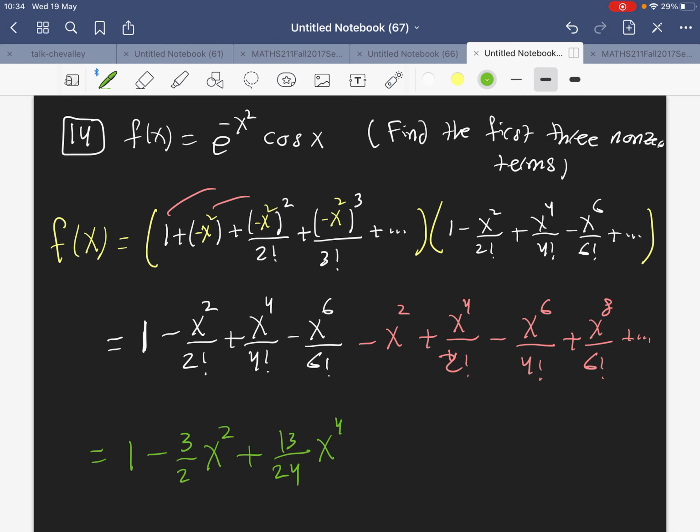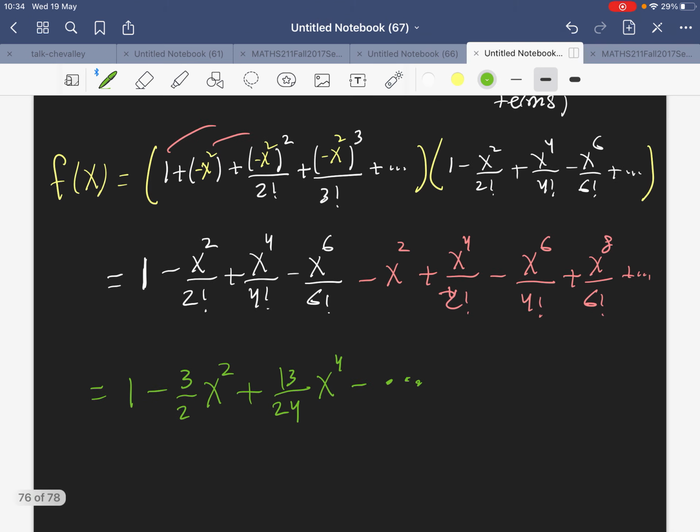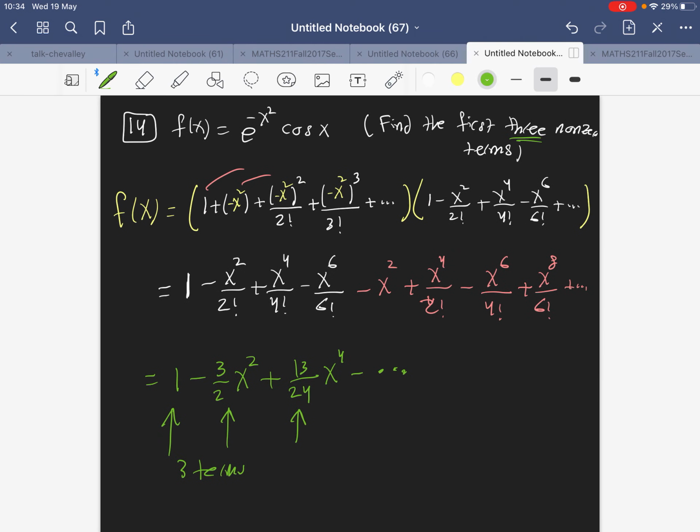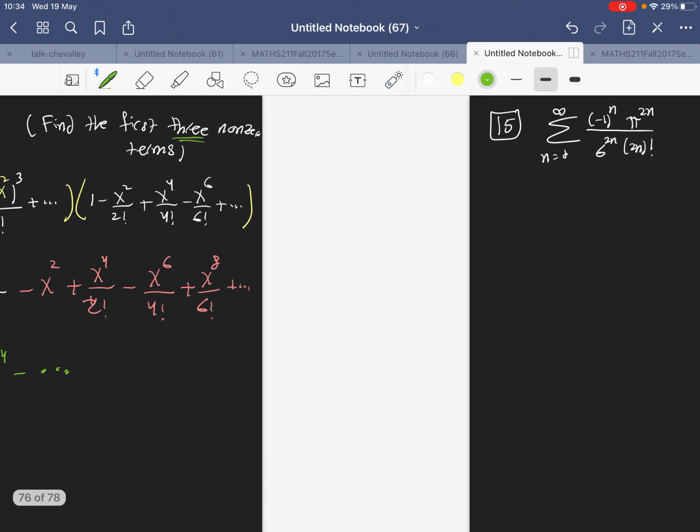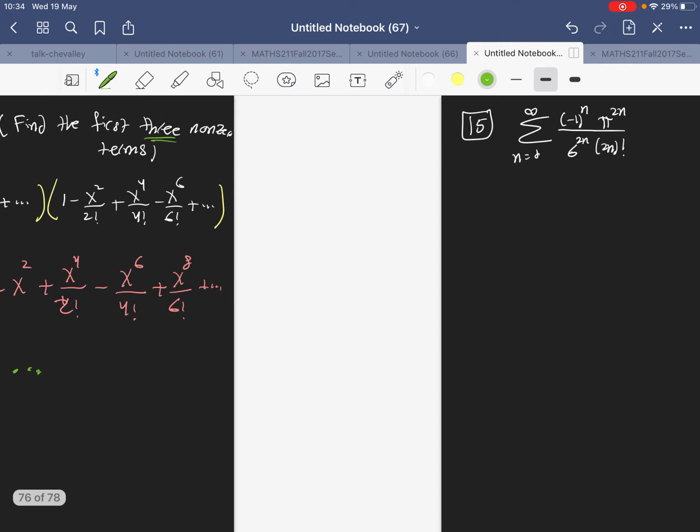Do I need the next one? Maybe. But the question said find the first 3 terms. So 1, 2, 3. 3 terms. And that's exactly what we have.